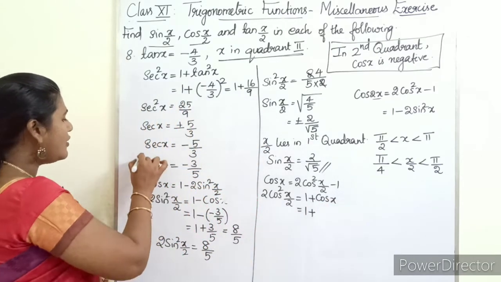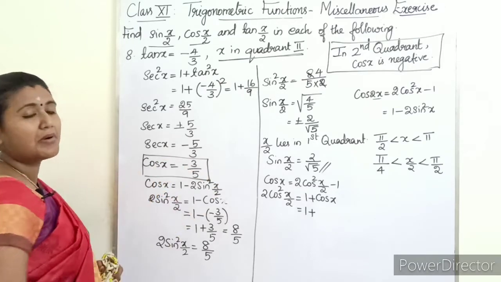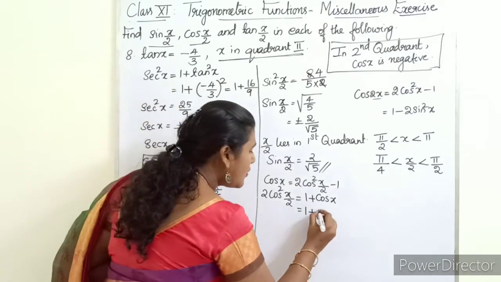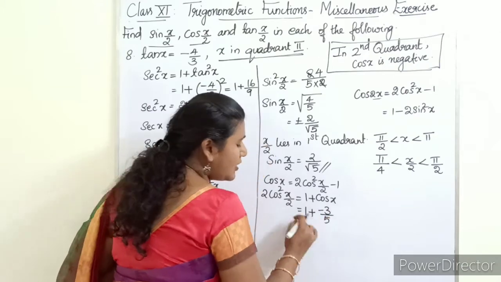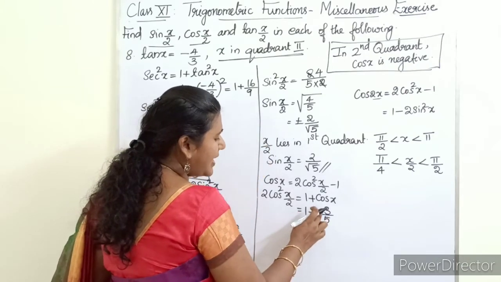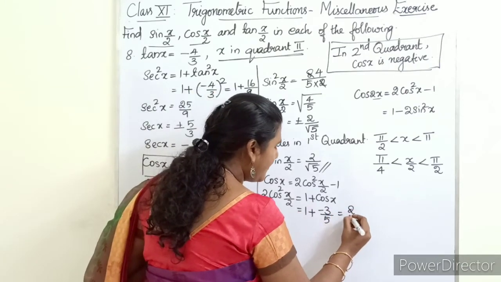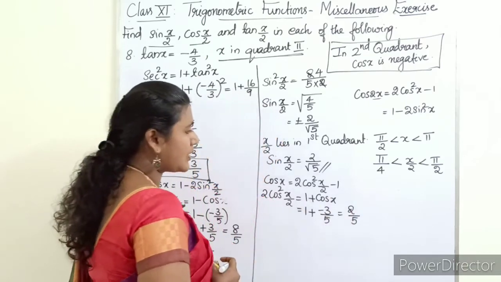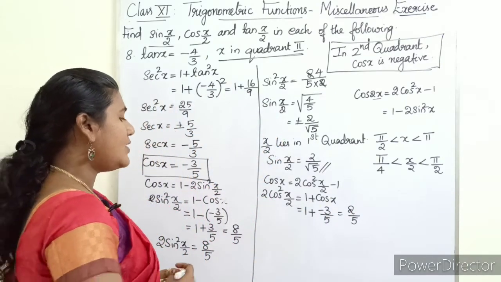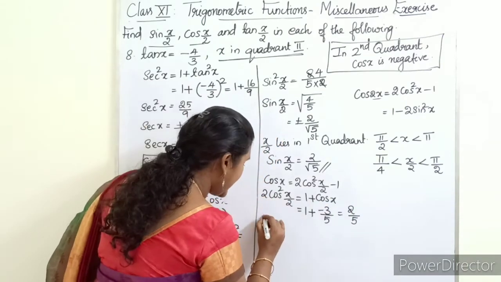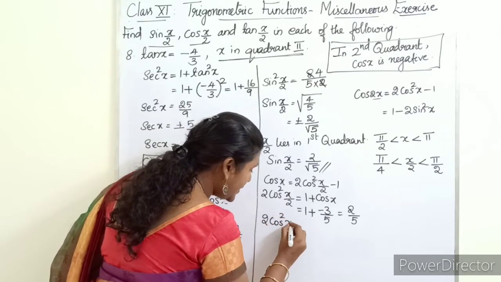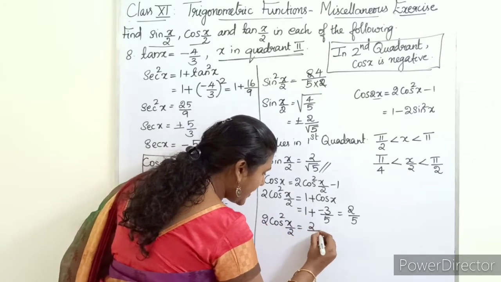So what is the value of cos x? Cos x is equal to minus 3 by 5. So minus 3 by 5. Now we will simplify. So 5 minus 3, that is 2 by 5. Okay, so you will get the value of 2 cos square x by 2 as equal to 2 by 5.